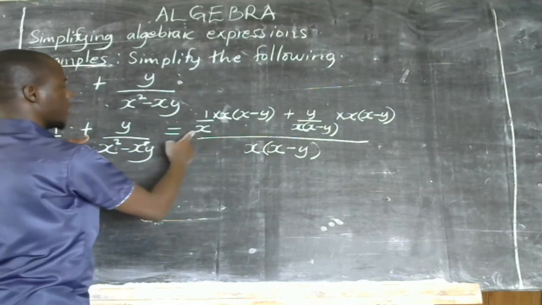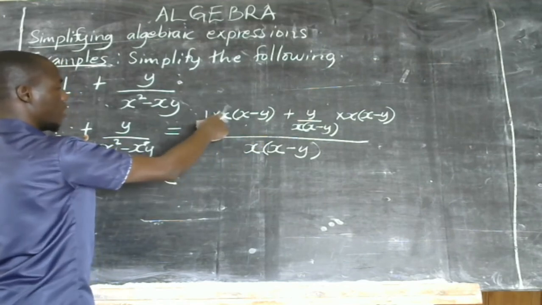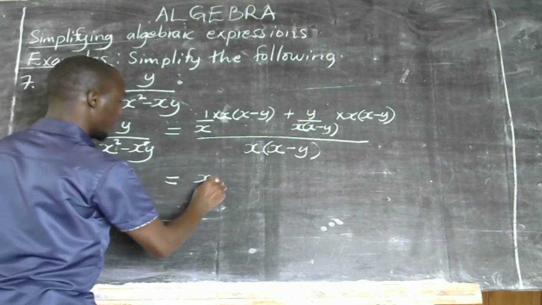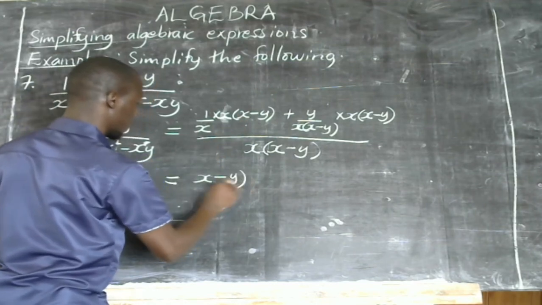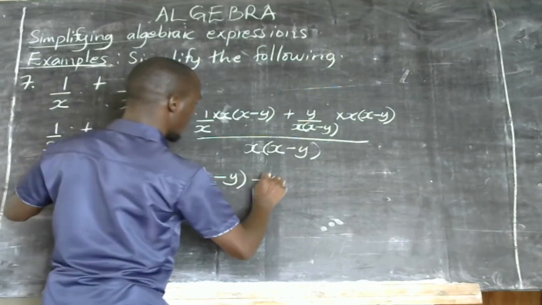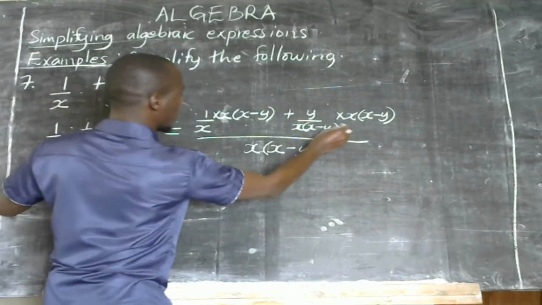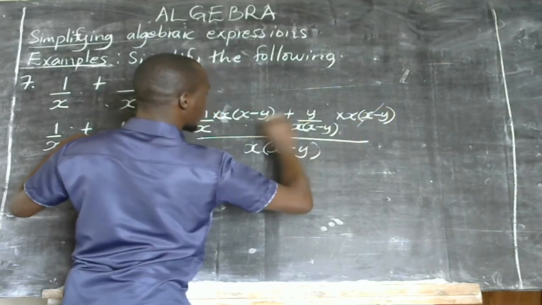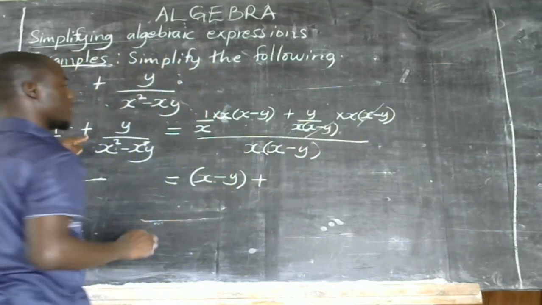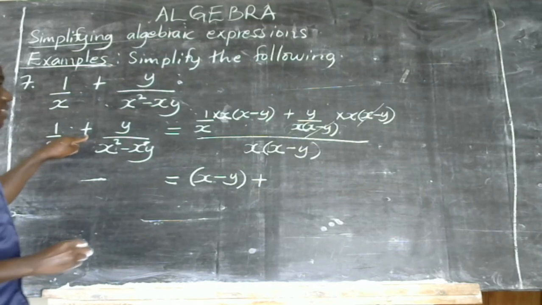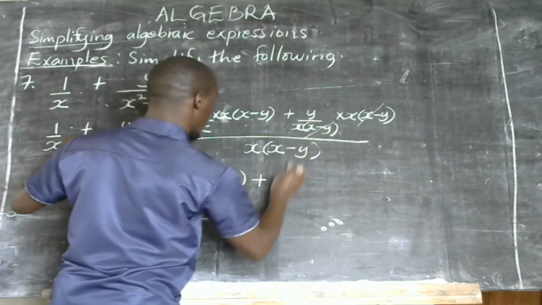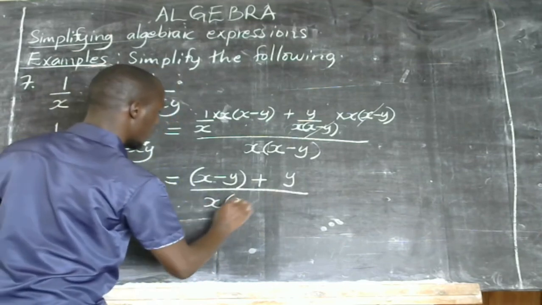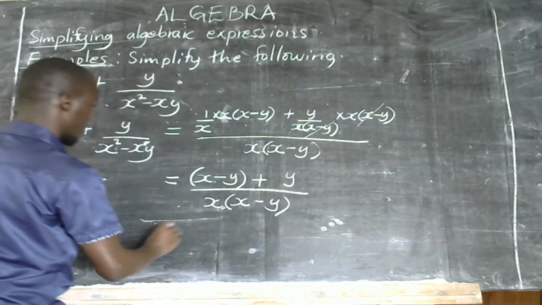Simplifying this, the x is going to cancel out to have a 1, then times that bracket, which is the same bracket, then plus this bracket is going to cancel out with that bracket because they are the same. One is in the numerator, another one is in the denominator. So I'll be left with 1 times y, which is y, then all over x into x minus y.